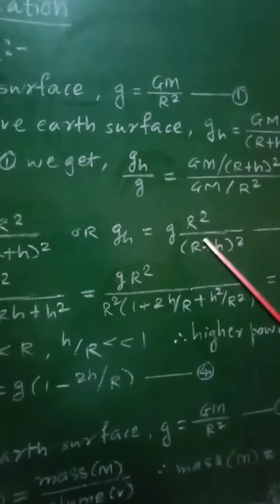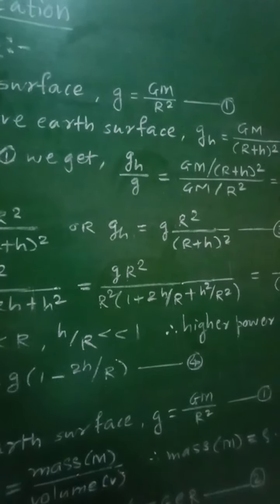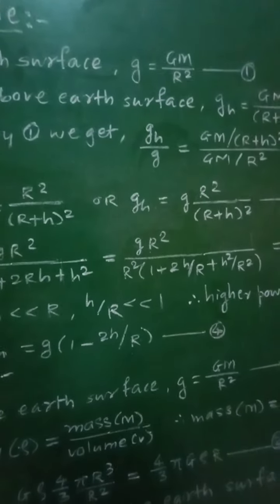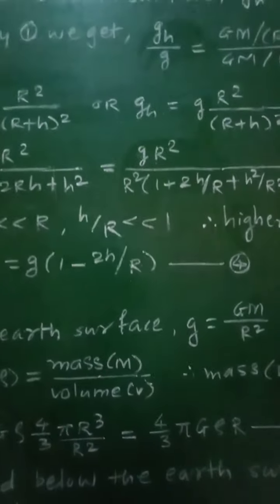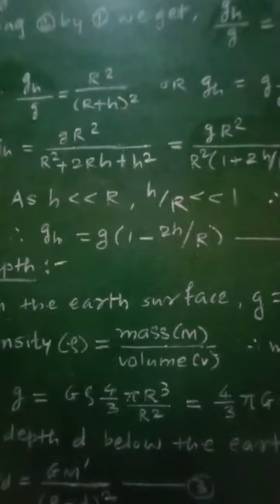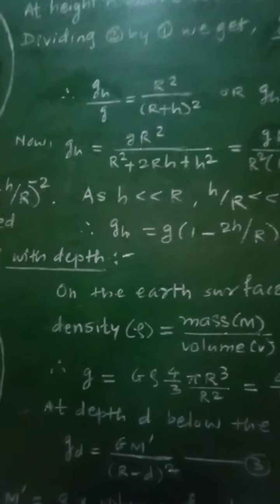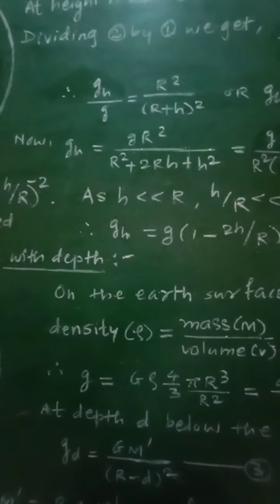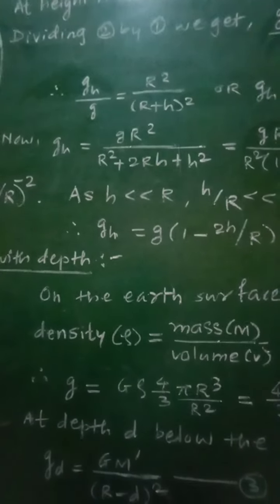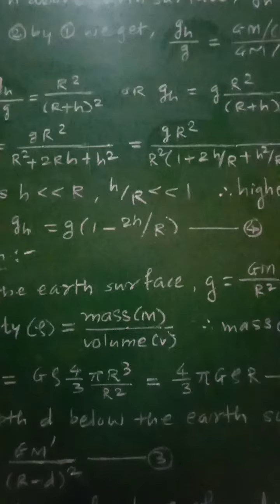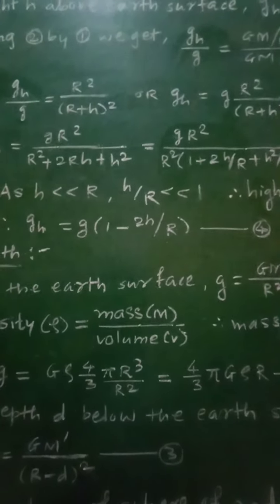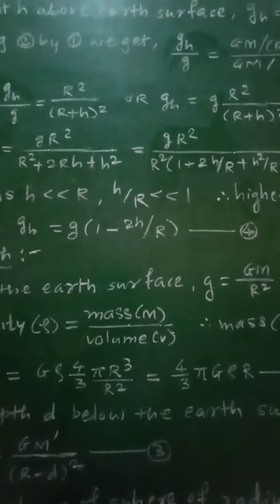So from equation 3 and 4, it is clear that as altitude h increases, the value of acceleration due to gravity decreases. That means as we go away, that is up from the Earth's surface, the acceleration due to gravity goes on decreasing. So this will be the effect of altitude.